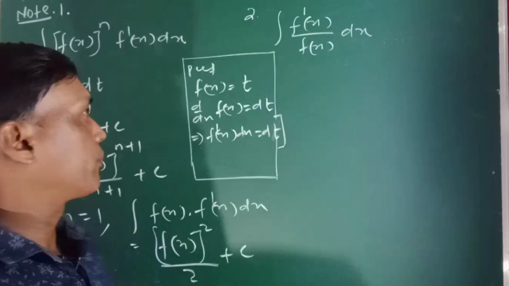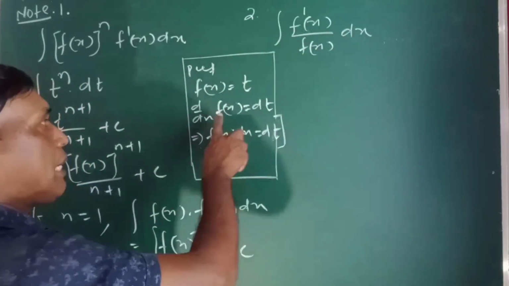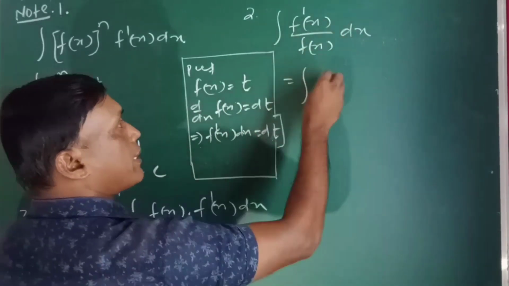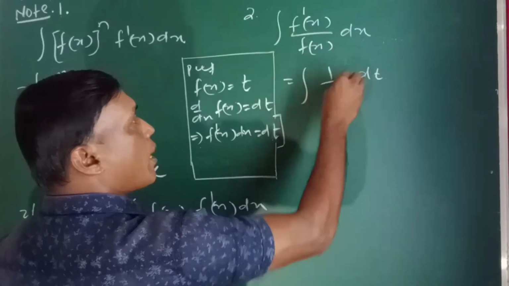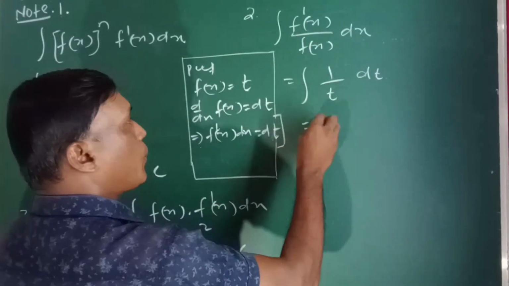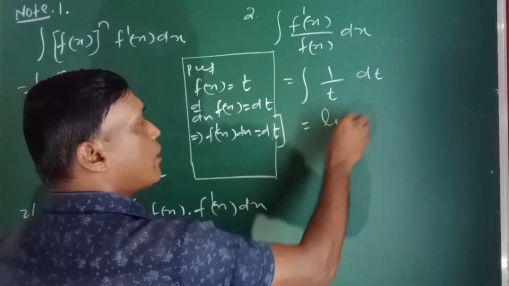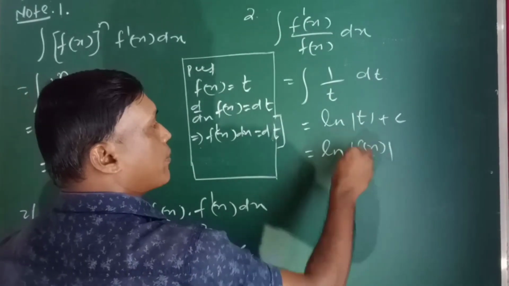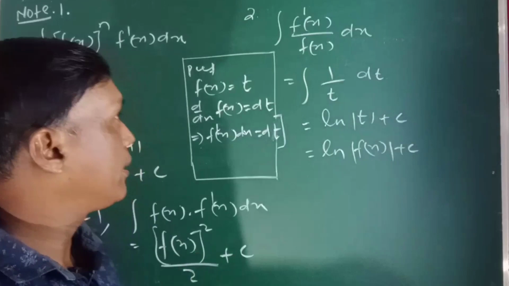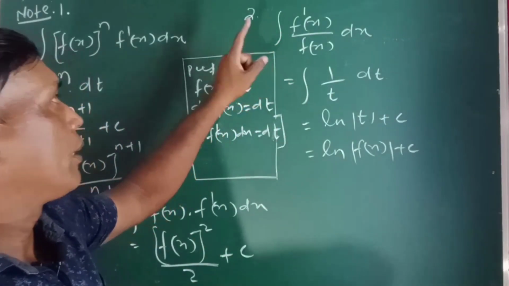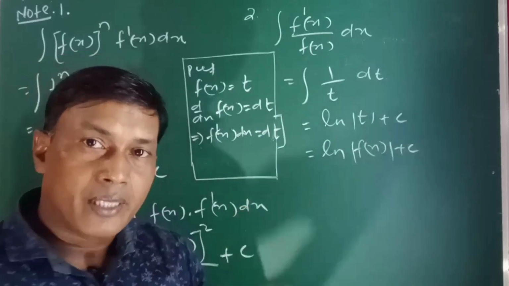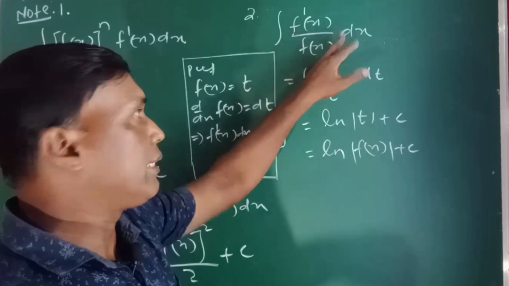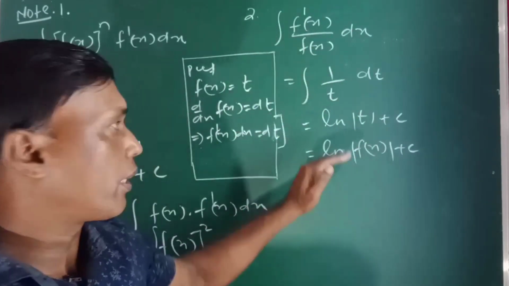And another form is here, f dash x by f of x dx. Same substitution here. What happens? We have f dash x dx is dt, and 1 by f of x is 1 by t. So 1 by t dt, the integration of 1 by t is ln t plus c, which is equal to ln of f of x plus c. Very important thing here: the integration of a derivative by function. Integration of the derivative of a function by the function is ln of that function, log f of x plus c.